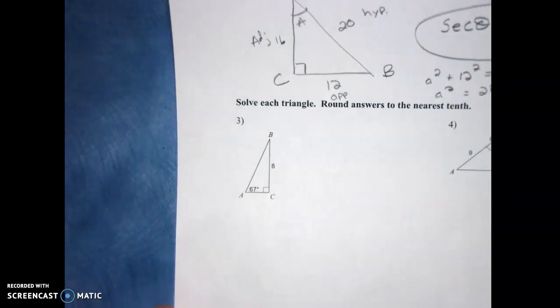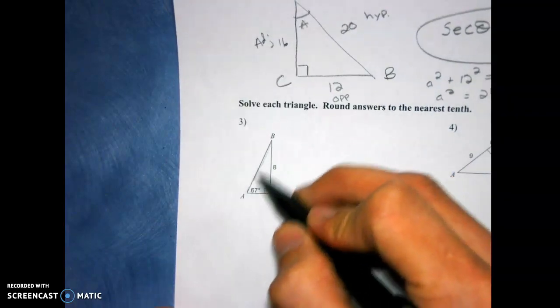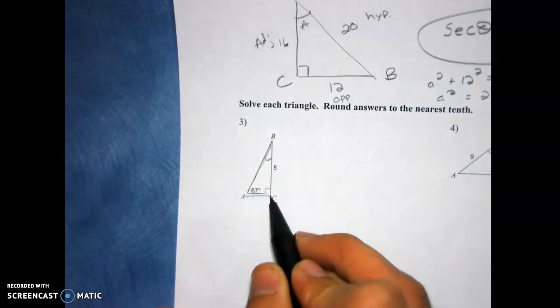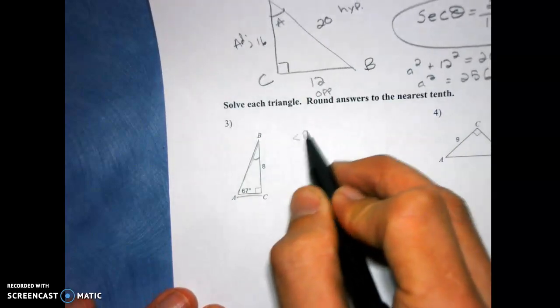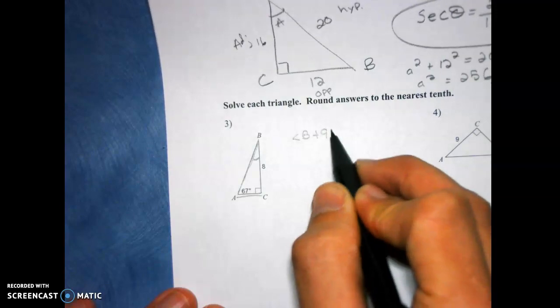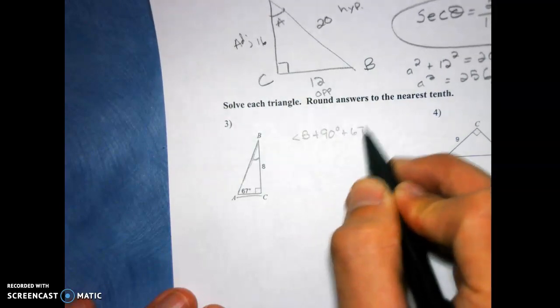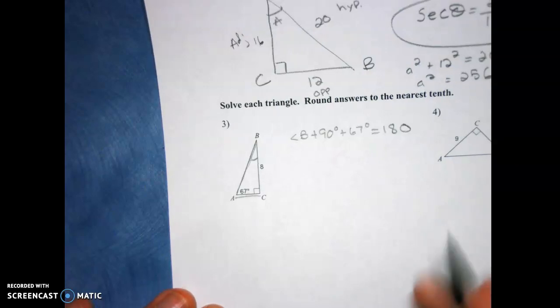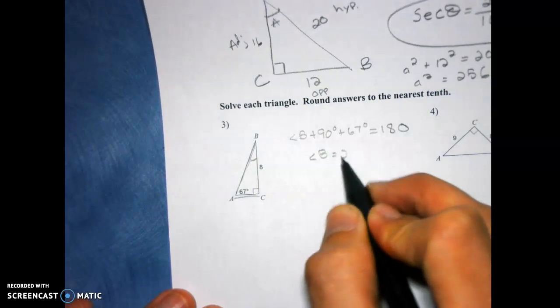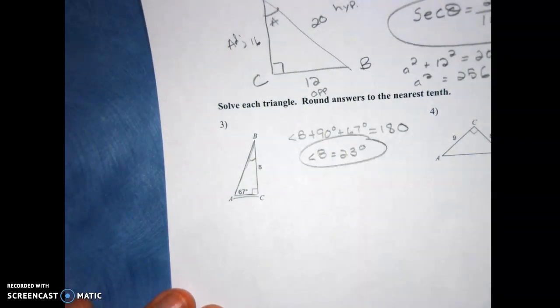Okay, next one. 3. Okay, we're asked to solve each triangle. Okay, so I notice that we're missing this side right here, this angle, and then this side as well. Okay, so let's find this angle first. Well, angle B plus that 90-degree angle, angle C, plus 67 degrees must be equal to 180. Okay, so we'll solve that equation. And we get angle B is equal to 23 degrees. Okay, there's one part that we were missing.